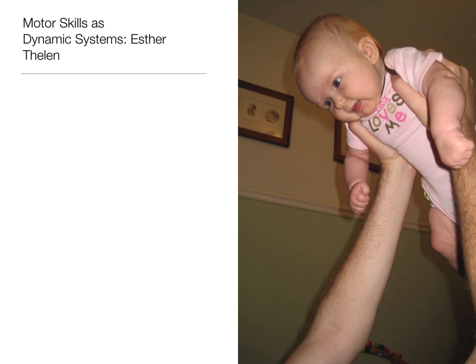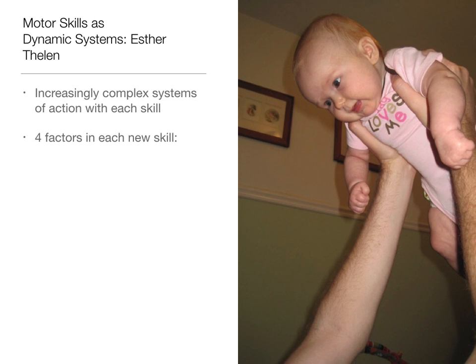So the idea behind this dynamic systems theory from Esther Thelen is that we have increasingly complex systems of action for each skill. So to acquire a new skill in, say, motor development, and this applies to other forms of development as well, there are 4 factors in each new skill. And it's really this complexity of it. One of the pieces is central nervous system development. The brain, the spinal cord, they have to be able to do those things. It has to be able to relay those messages. It has to be able to communicate. We also have to have the body's movement capacity. So what can the body physically do? Do we have the muscle to do that? Do we have the physical ability?